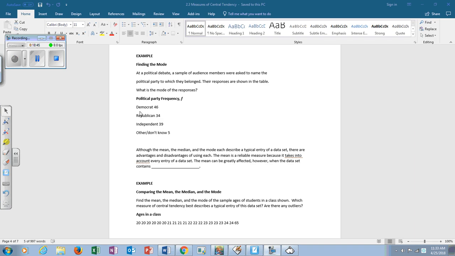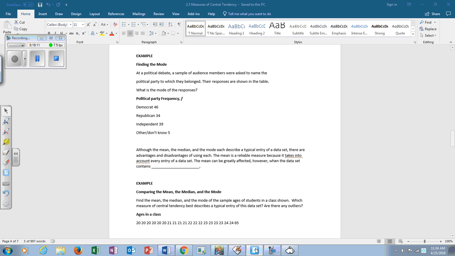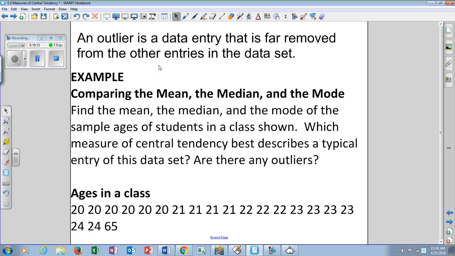So basically, although the mean, median, and mode each describe a typical entry of a data set, there are advantages and disadvantages of using each. The mean is a reliable measure because it takes into account every entry of a data set. The problem is the mean can be greatly affected by outliers when the data set contains outliers. Then we go into what an outlier is. An outlier is a data entry that's far removed from the other entries in the data set.